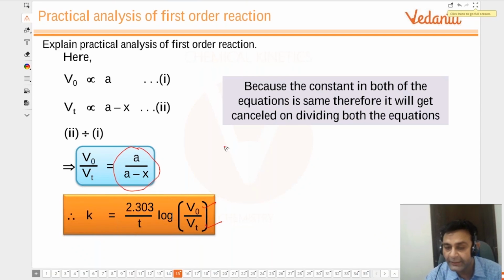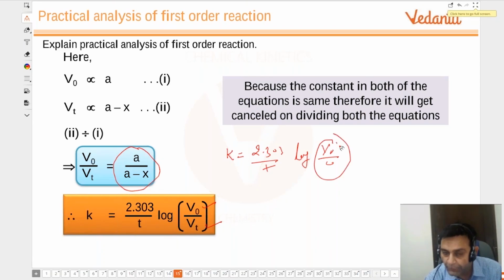Because basically we are writing the rate constant value, K, equal to 2.303 upon time T, logarithm of V naught upon V. Instead of A naught upon A, I'm putting V naught upon VT. Here we are measuring the volume of the potassium permanganate. In the previous case, when it was gas, we were measuring the pressure. I hope you're getting me.